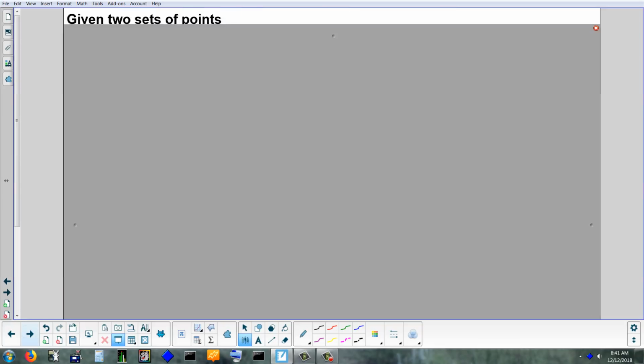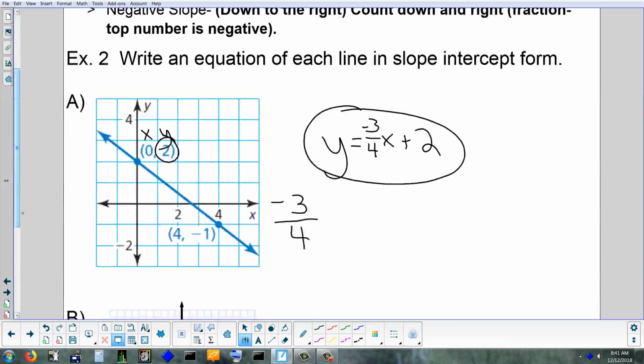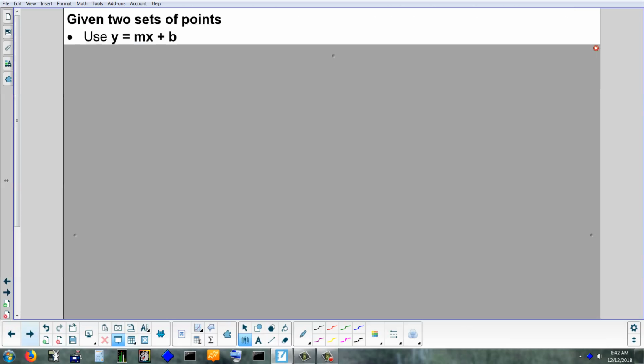Now, we're going to give you two sets of points, just like we had here. The only difference in what we do now is that there's going to be no picture. There'll be no graph. It'll just be two coordinates. All right? So, same deal as with every type of problem we've done so far today. Y equals mx plus b.